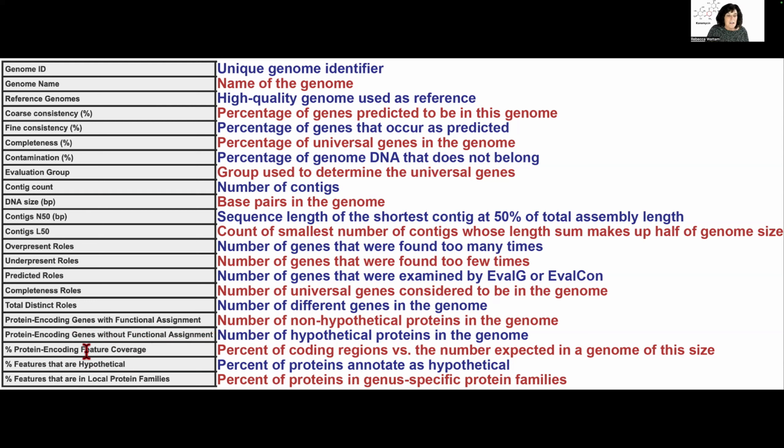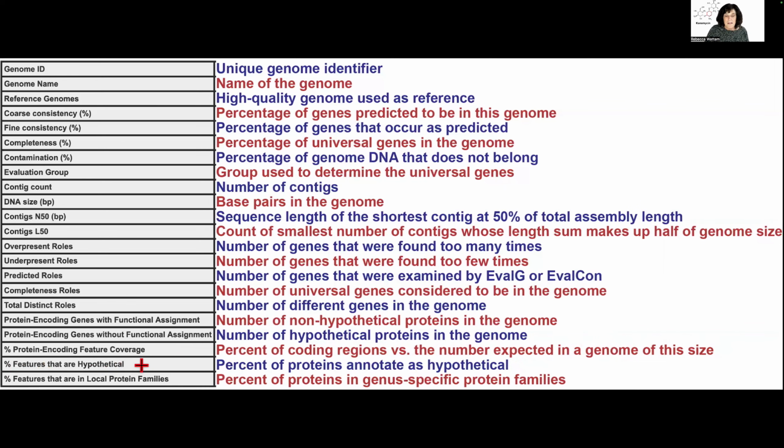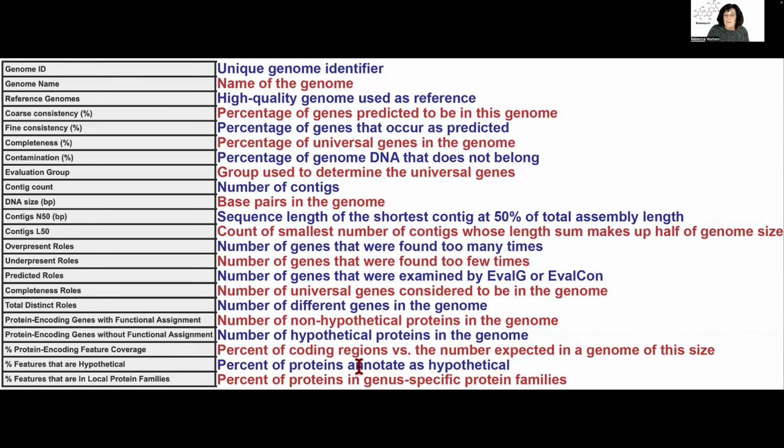Percent protein encoding feature coverage. So it's looking at all the genes and it's doing the percent of the coding regions versus the number expected in a genome of this size. So it's going to say, well, in this genome, we expect it to have this many genes, and then looks at the number that are actually there. Percent features that are hypothetical. The percent of proteins that are annotated is hypothetical.